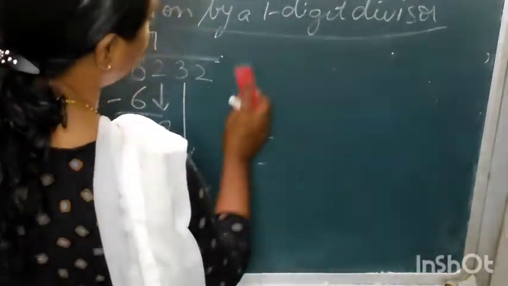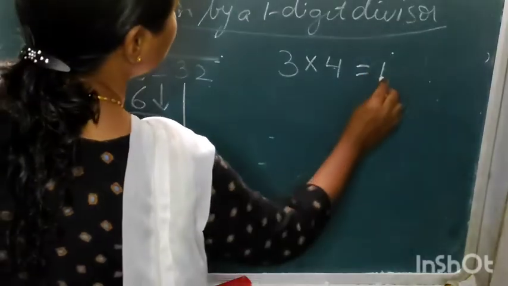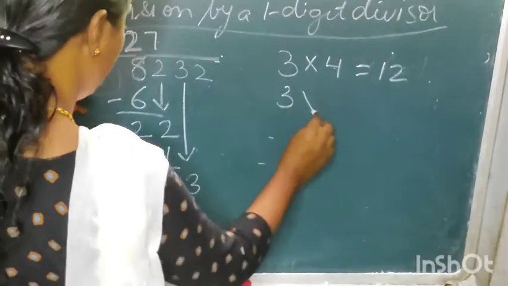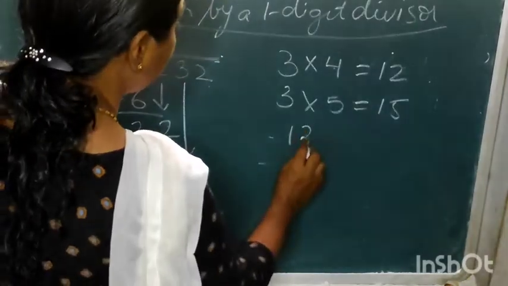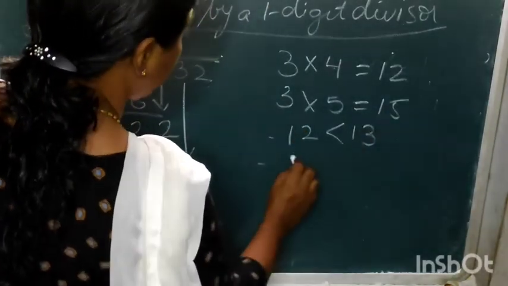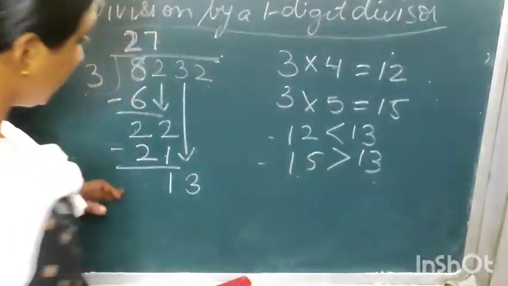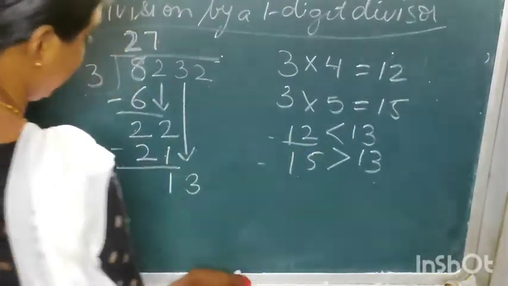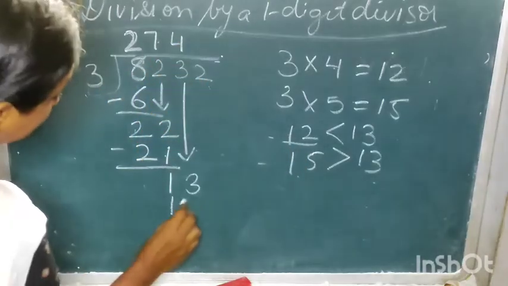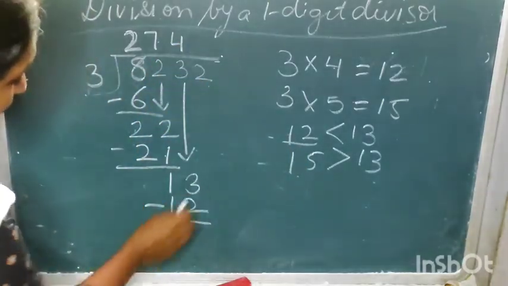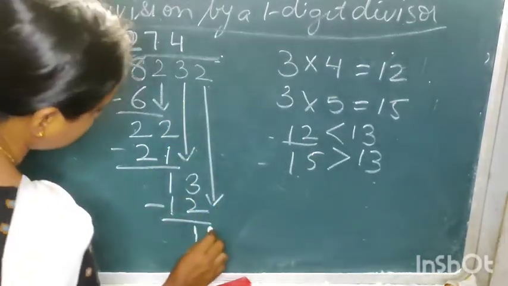Next we have to find out: 3 into 4 is 12 and 3 into 5 is 15. Here 12 is less than 13 and 15 is greater than 13. So we'll take 12 itself, 3 4s are 12. When you subtract, you get 1. Next, bring this 2 down.